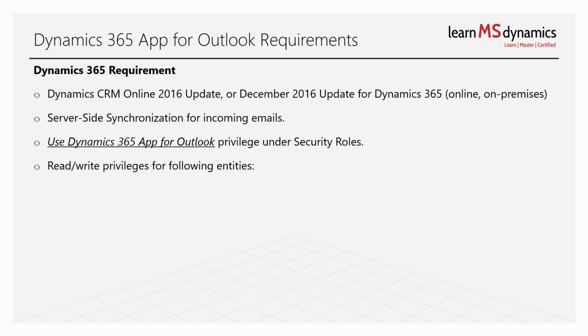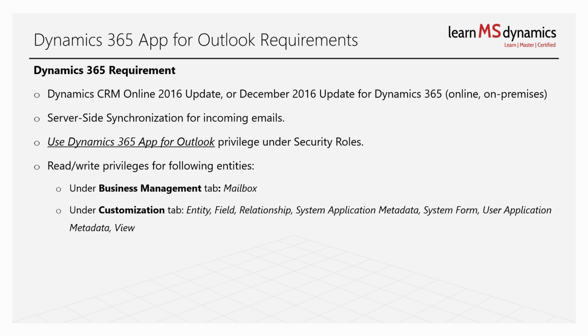give read and write privileges to the following entities. Under the business management tab, mailbox. Under the customization tab, you need to give read and write privilege to entity, field, relationship, system application metadata, system form, user application metadata, and view. So this is the Dynamics 365 requirement for app for Outlook to work.